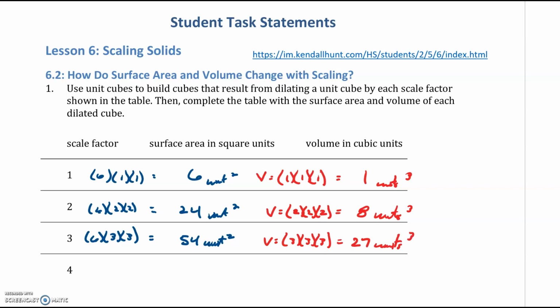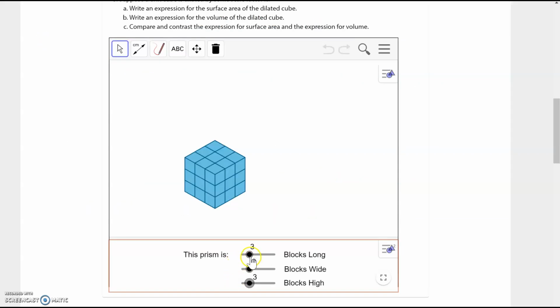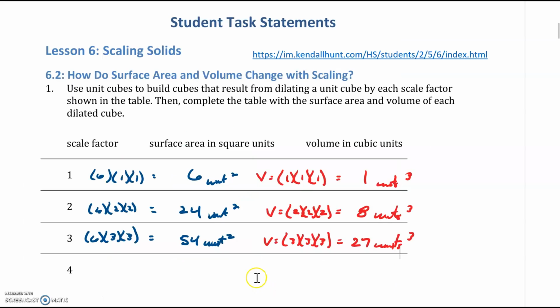units cubed. Last one we have is a scale factor of 4. So we're going to make our block 4 by 4 by 4. Notice what happened to the area of one side. The area of one side is now 4 by 4, but remember we need to multiply that by the 6 total sides. 4 by 4 is 16. 6 times 16 is 96 square units.